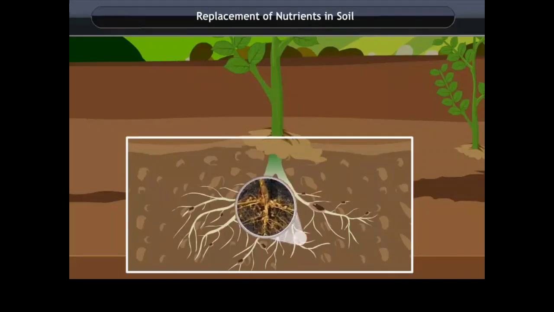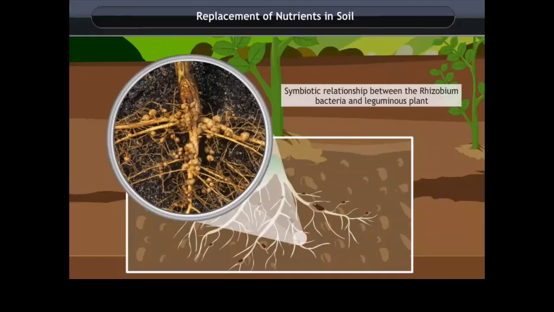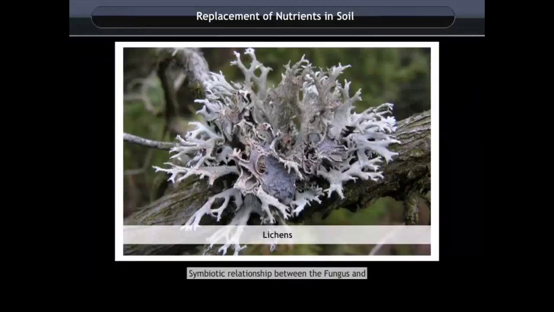The bacteria live in a symbiotic relationship with the roots of the plants. These plants provide food and shelter to the bacteria. Another example of a symbiotic relationship is lichen. It is the association of fungi and algae. The fungus provides the minerals and water along with shelter to the alga, and this in turn prepares food as it contains chlorophyll.